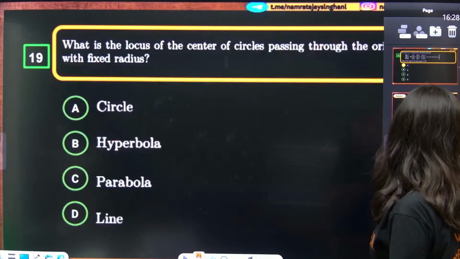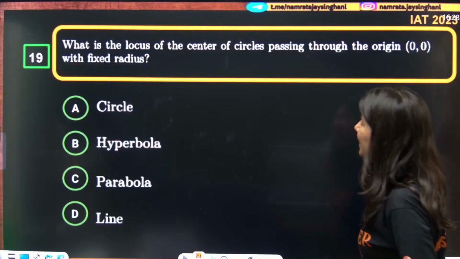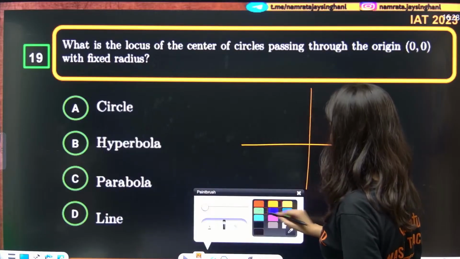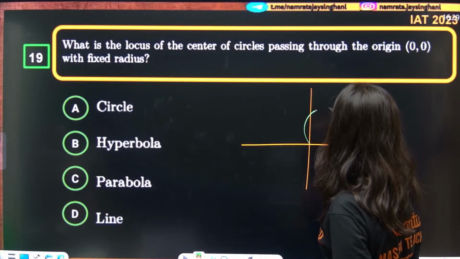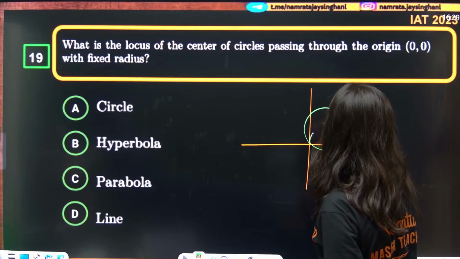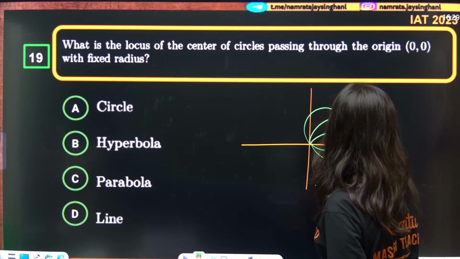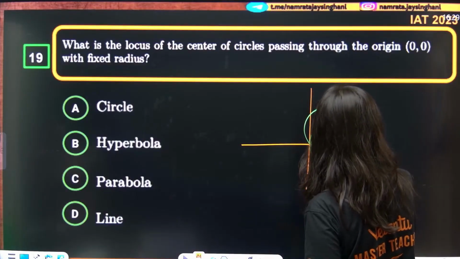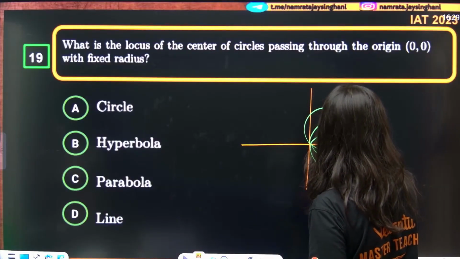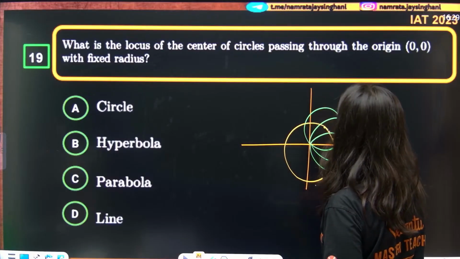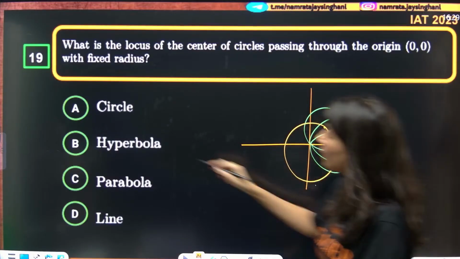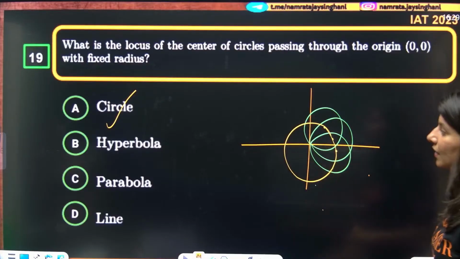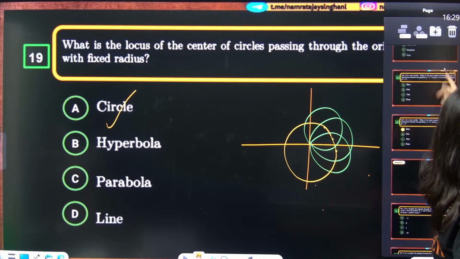Okay. All right. Now the next question: what is the locus of the center of the circles passing through the origin with fixed radius? Okay, so let's understand. Let's plot equal-radius circles and all the centers. Suppose the center is this, this, and this. All the centers, if you join them, will make one circle. So the locus of the center of the circles passing through the origin with fixed radius is clearly nothing but option A, a circle. It's quite intuitive also.